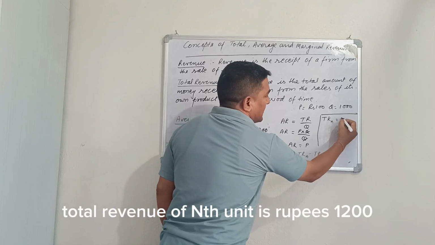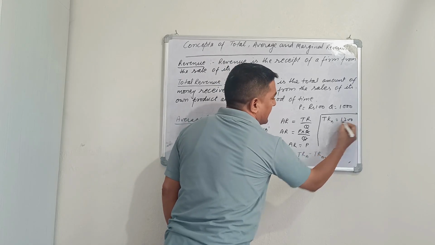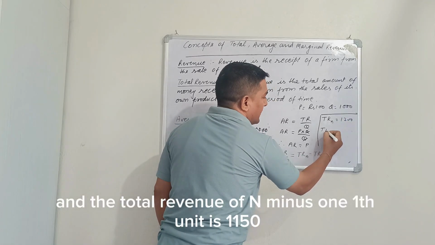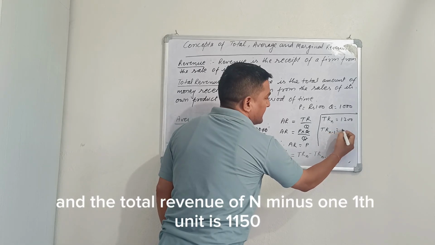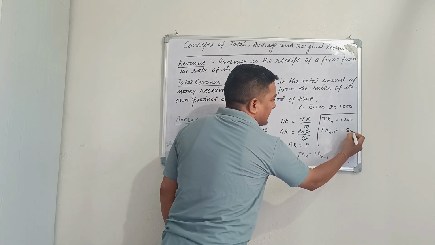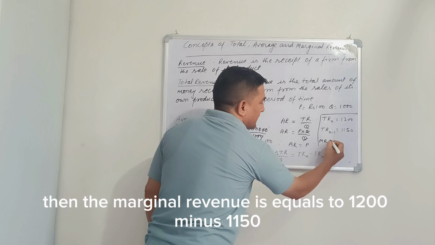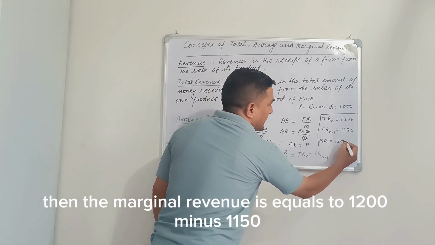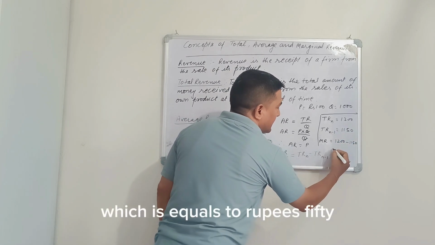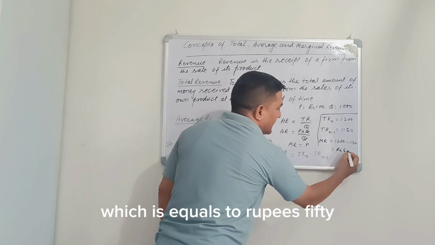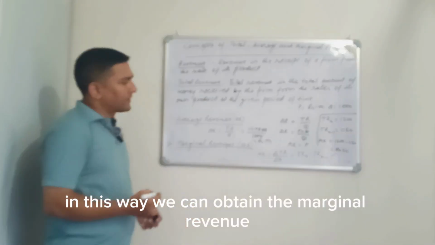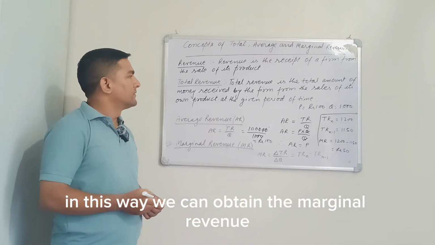That means if the total revenue of nth unit is, let us suppose, rupees 1200, and the total revenue of n minus 1th unit is 1150, then the marginal revenue is equal to 1200 minus 1150, which is equal to rupees 50. In this way we can obtain the marginal revenue.